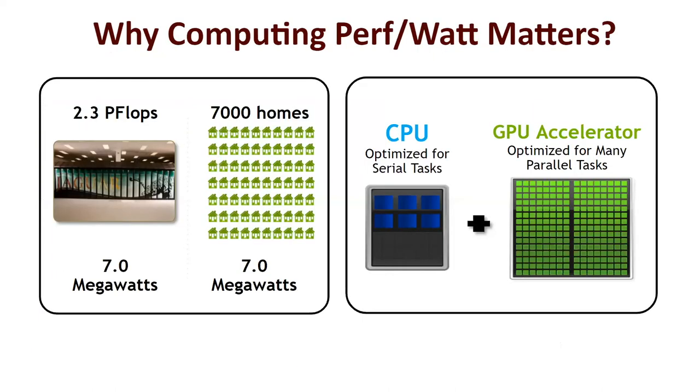So that's the A100, the latest GPU you have. So why do we want to use GPUs? Consider one of the traditional CPU-based clusters at one of the DOE labs. It's capable of 2.3 petaflops, petaflops per second. And it takes up 7 megawatts. That's a lot of power, enough to power 7,000 homes just to run this computer.